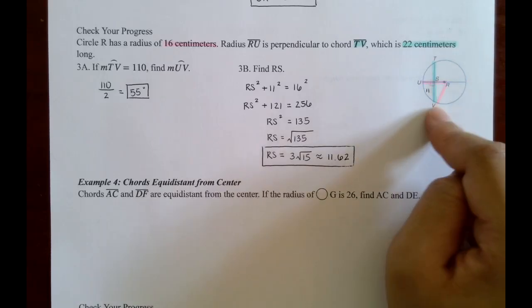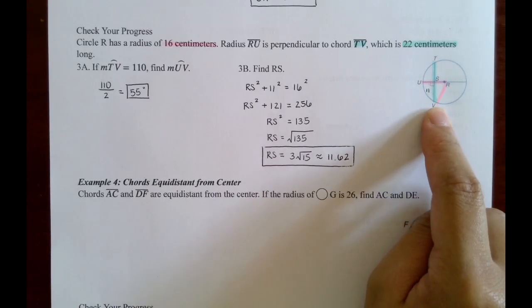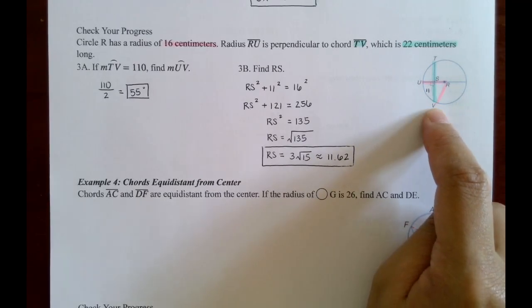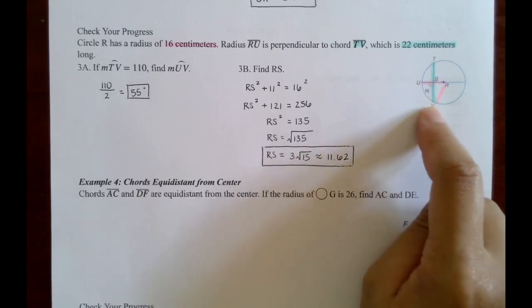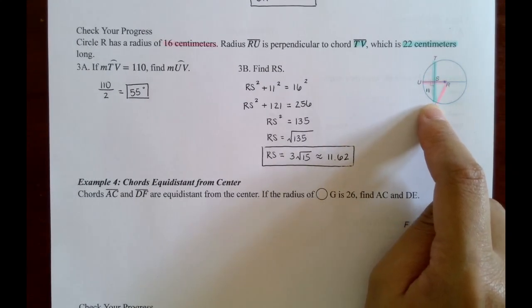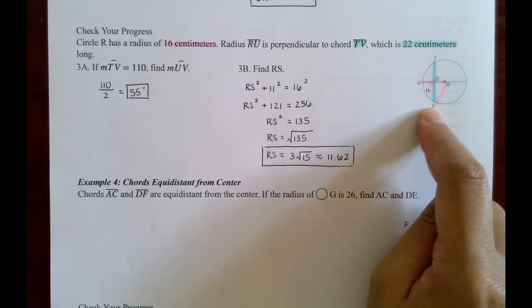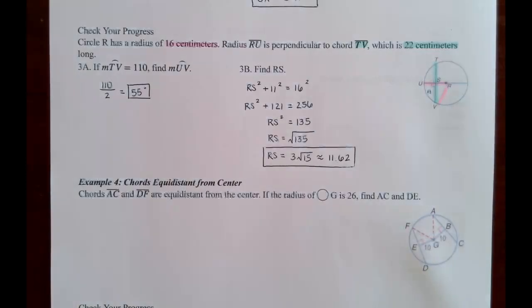Note that RV is a radius because it is center to the edge here. Okay, that's a radius. And then this SV here was our chord that got bisected, and so that's why it is now 11. Okay? And so then, since this forms a right triangle, I can use Pythagorean theorem. So RS squared plus 11 squared equals 16 squared.